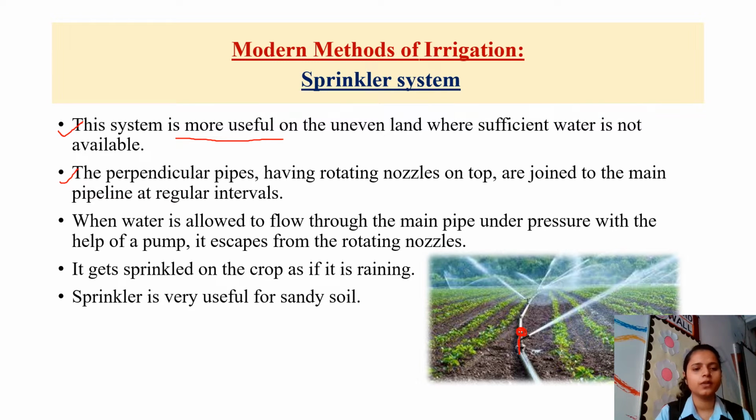The next point is that water is allowed to flow through the main pipe under pressure with the help of a pump. With the help of a pump, it escapes from the rotating nozzles. Next, it gets sprinkled on the crop as if it is raining. When it gets sprinkled all over the field, it seems like it is raining. Okay, this works this way.